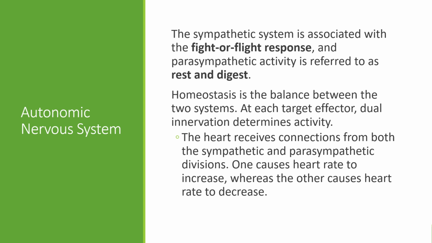Homeostasis, as you remember, is a balance. It's a balance in this case between these two systems. At each target effector, there is dual innervation. So you have both parasympathetic and sympathetic innervation, and that's going to determine the activity at that particular target, like the heart or the digestive system or the bladder, right?